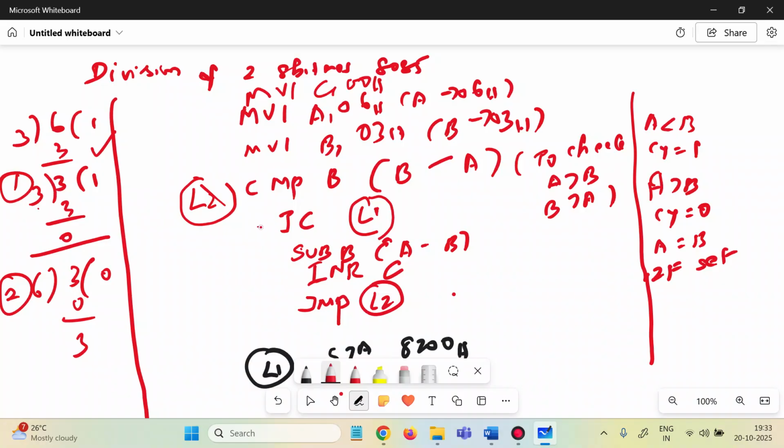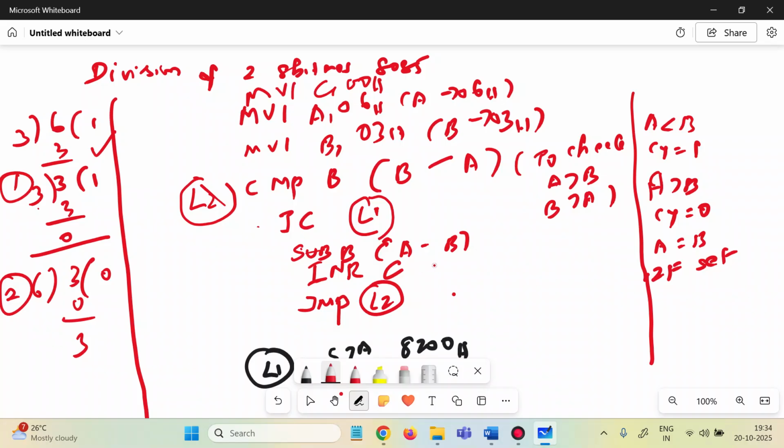So it will not bother about this. It will not check for the carry flag. It will check only the zero flag here. So what it does, again it will subtract. So SUB B, A minus B. So 3 minus 3. Now A is 3, B is also 3. 3 minus 3 becomes 0. So one more subtraction is over.